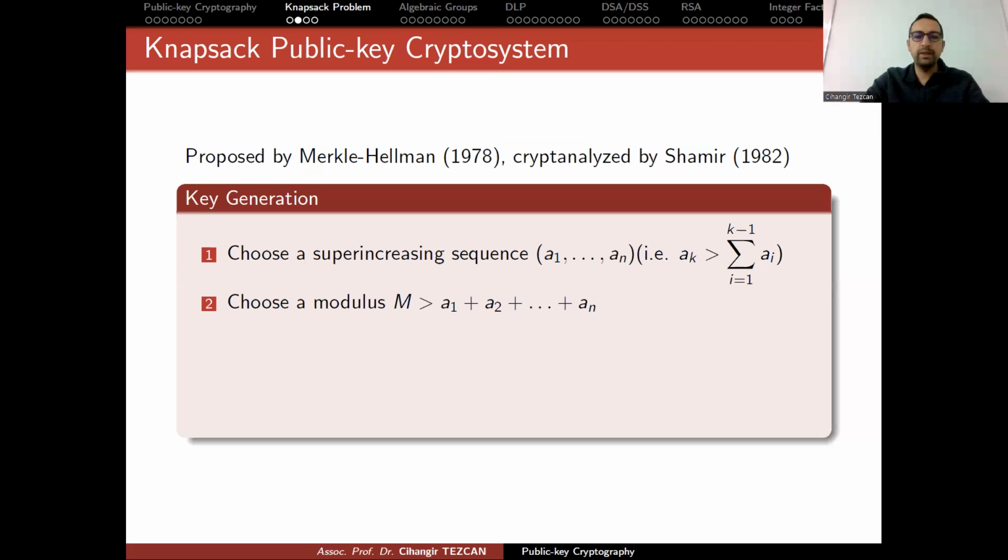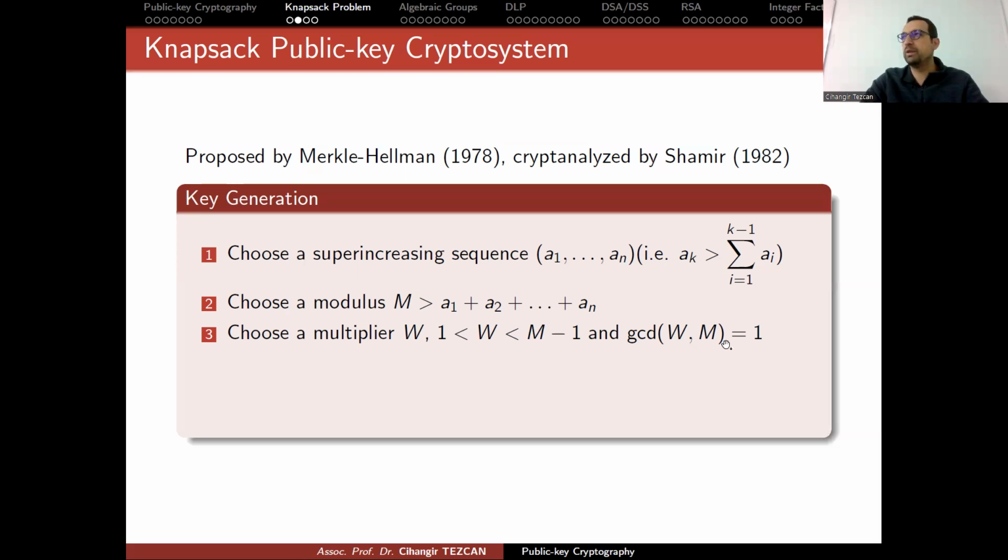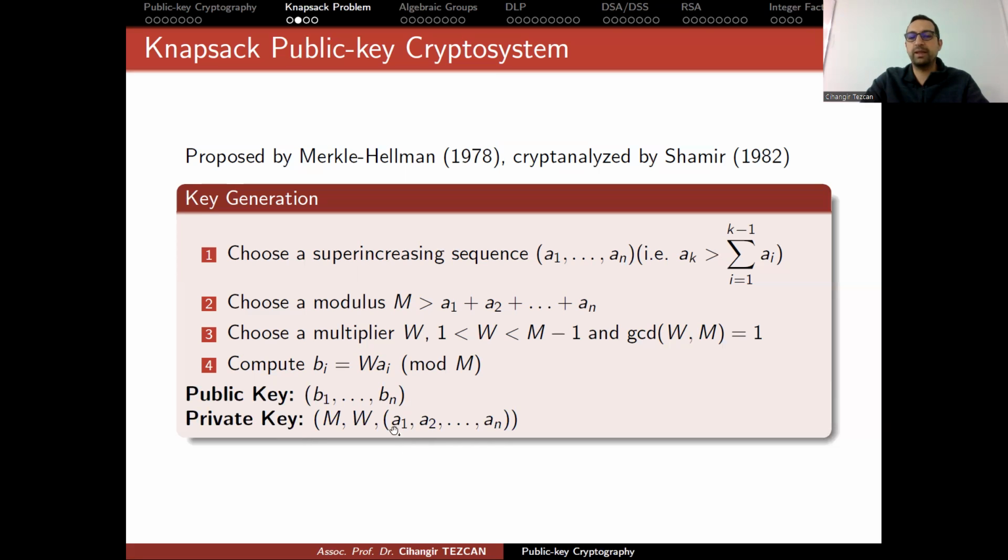Then you choose a modulus M, which should be larger than the summation of all these numbers. You choose a multiplier W, which should be between 1 and M minus 1, and the greatest common divisor of W and M should be 1. So they should be relatively prime, in other words. Then you compute W times AI modulo M. So you are masking AI and turning them into BIs. The public key becomes all of these BIs. The private key is the AIs, also the numbers you have chosen beforehand, M and W.